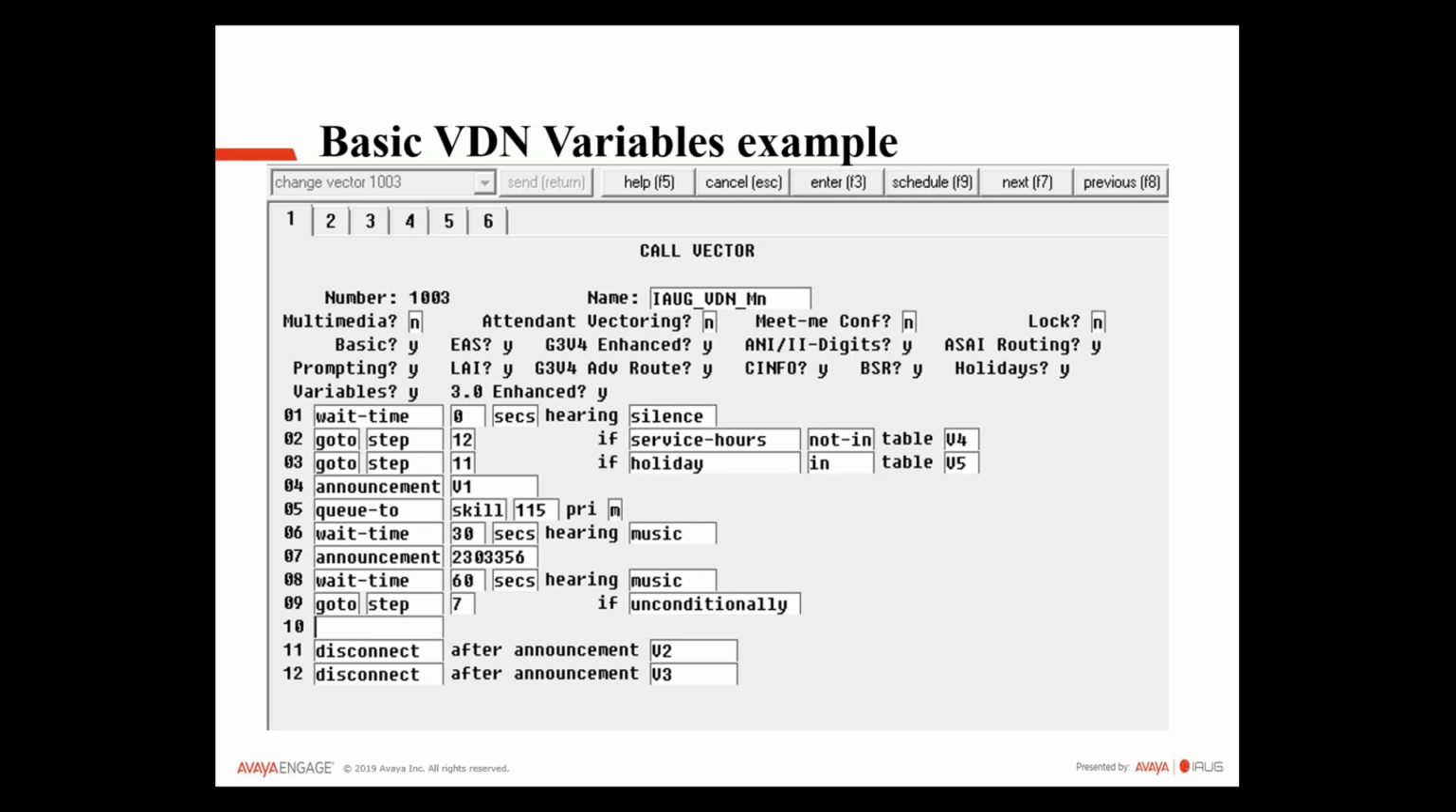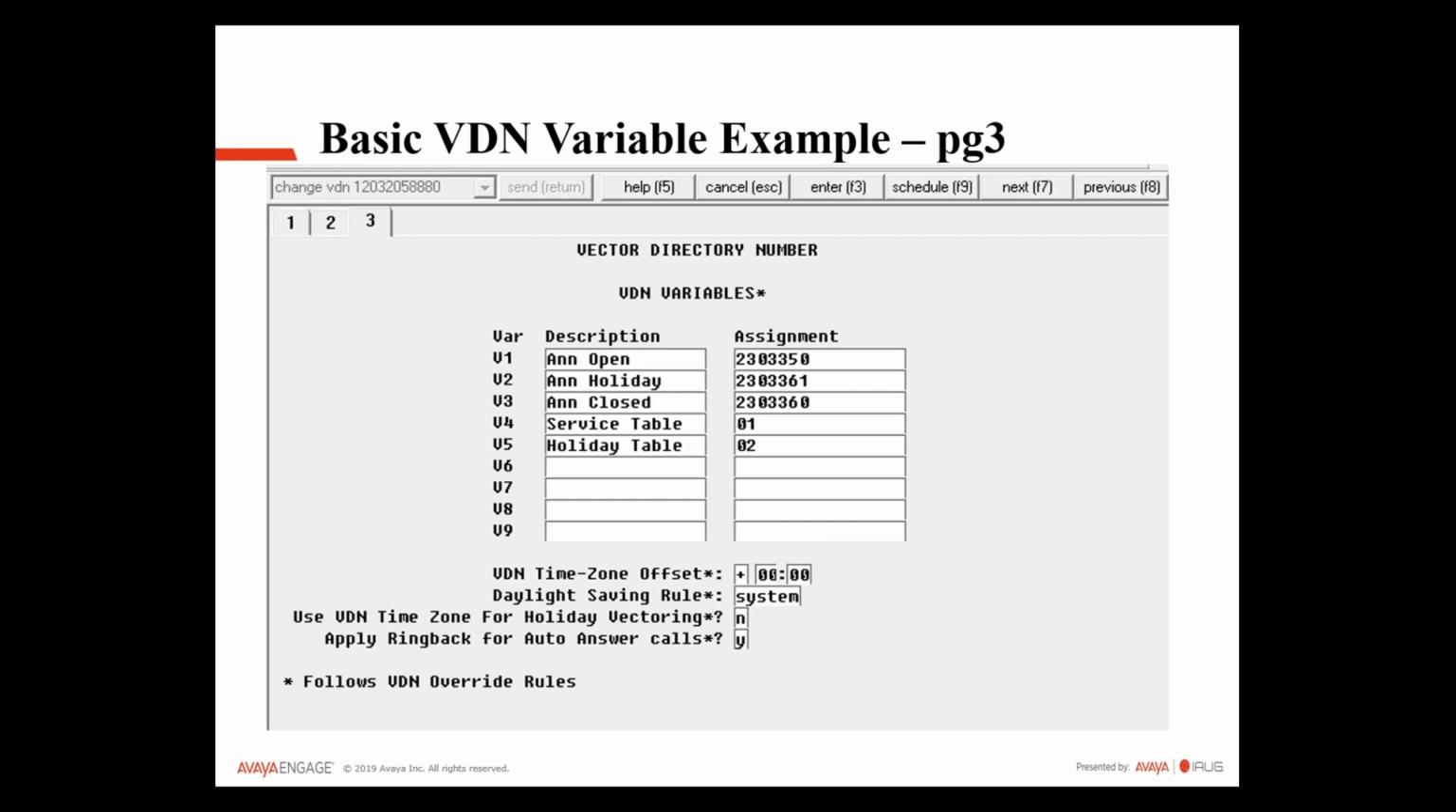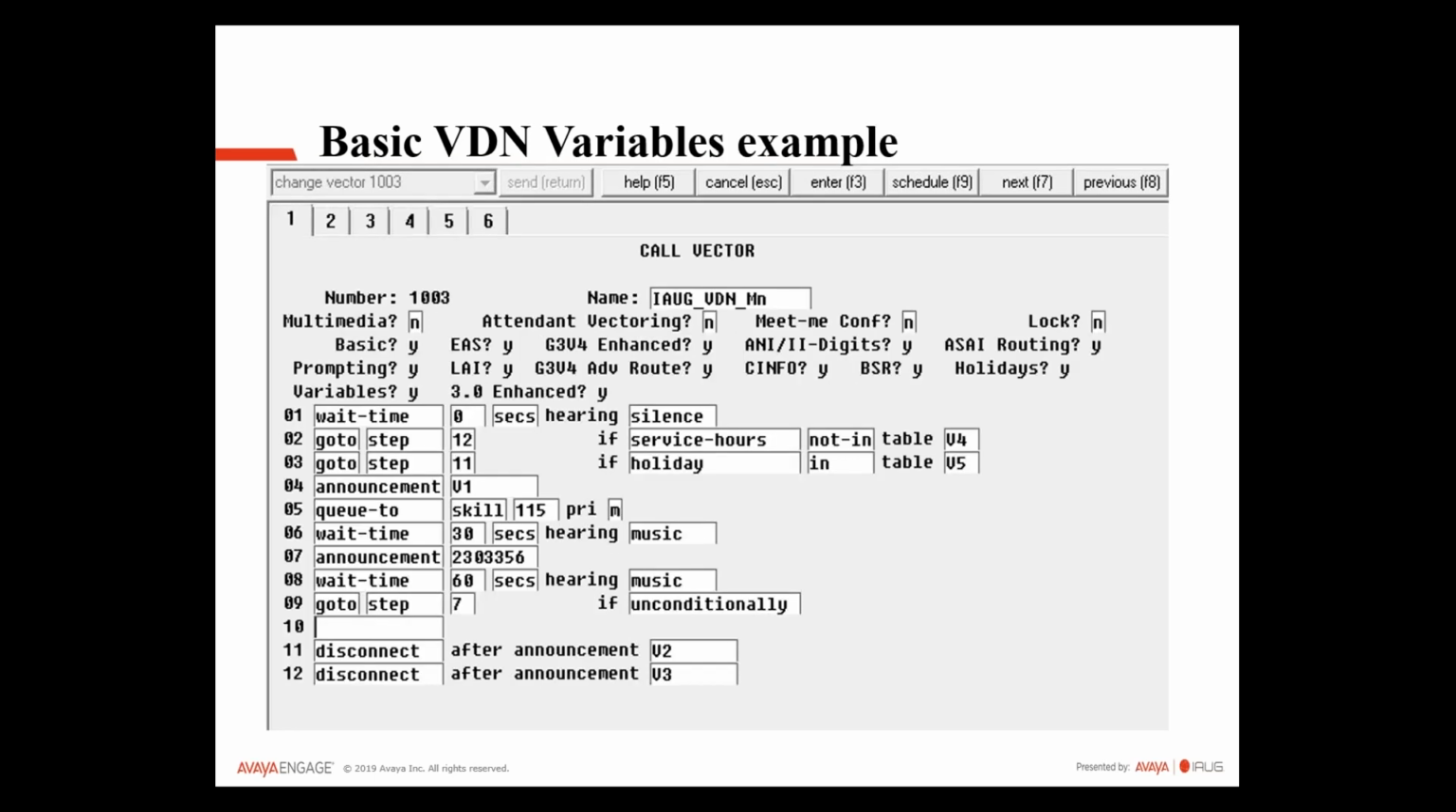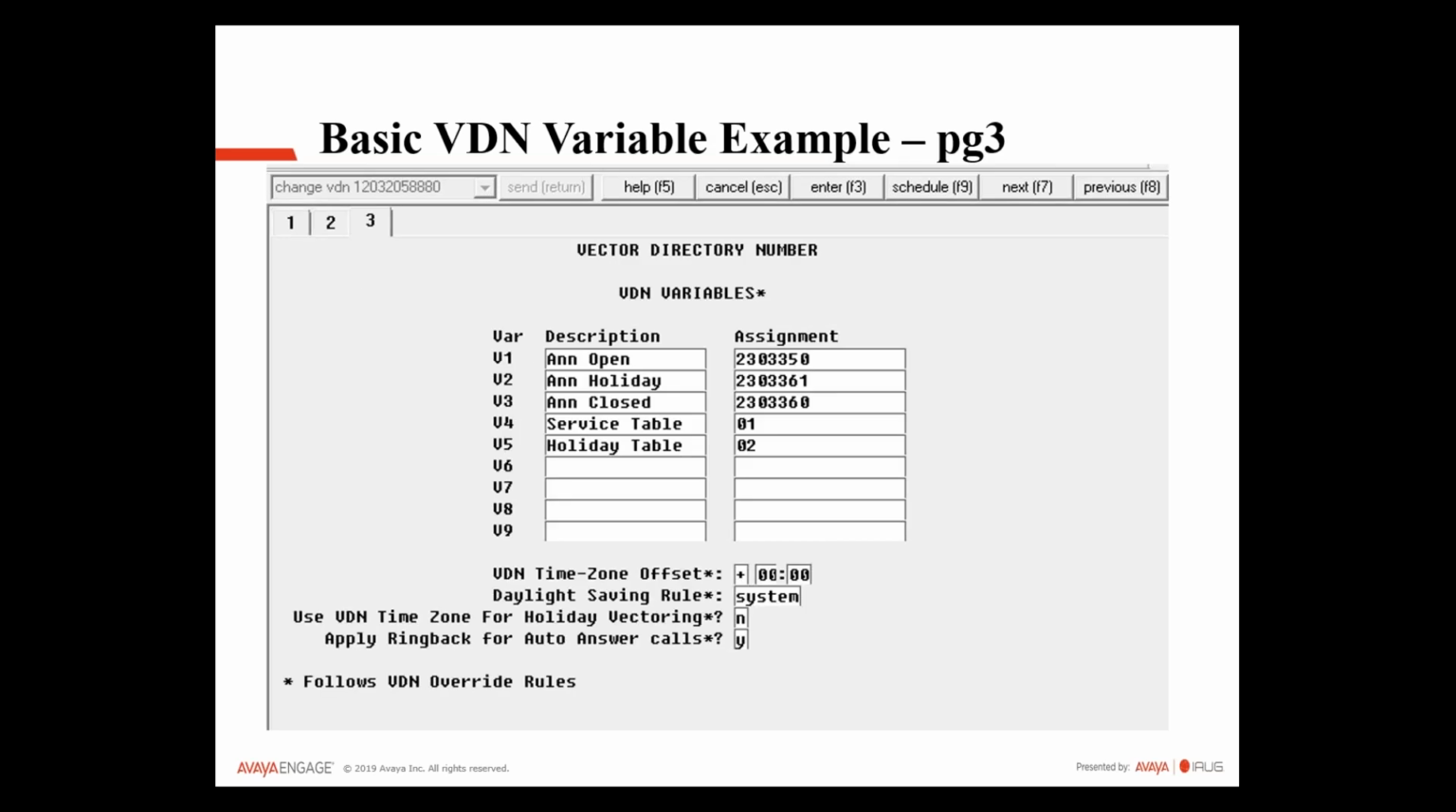But there we go. So the call is going to come in. We're going to go to step 12 if our service hours are not in table V4. And our V4 was service table 1. So we're going to go out there. Are the hours there? Yes or no? If they're not, then we're closed, and we're going to disconnect after our announcement V3, which was our closed announcement.